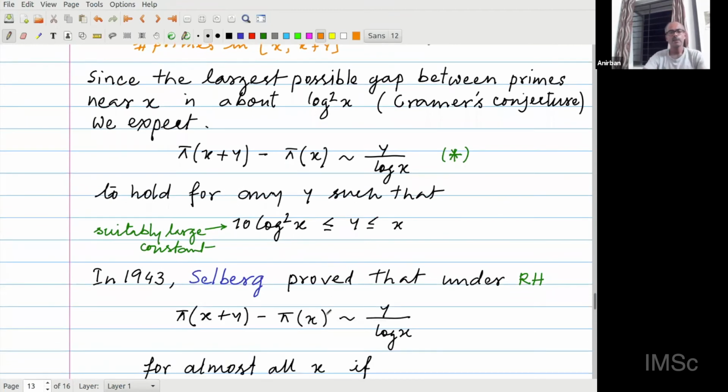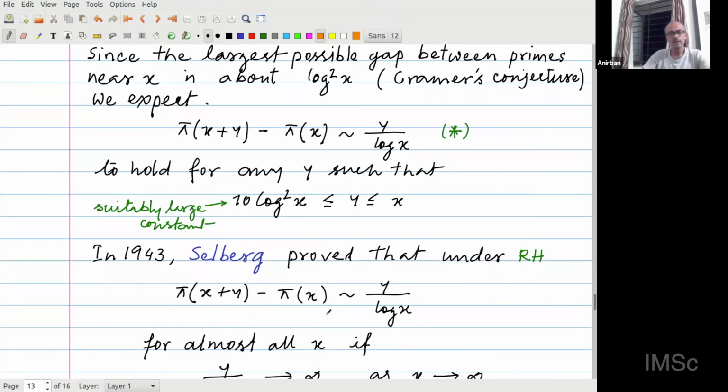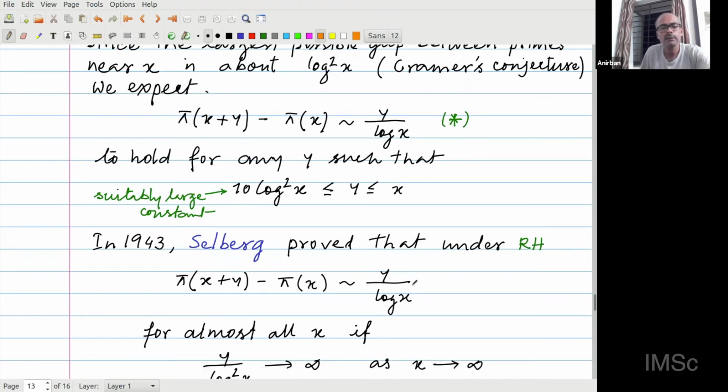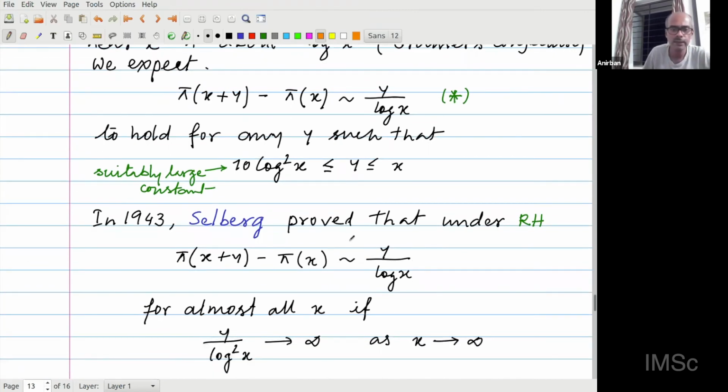A result supporting this was proved by Atle Selberg in 1943, and this is proved under the Riemann hypothesis. If you do not know what the Riemann hypothesis is, it's perfectly fine. It's an unproven conjecture which lies very deep. So what he proved is that this holds, but not for every x, only for almost all x.